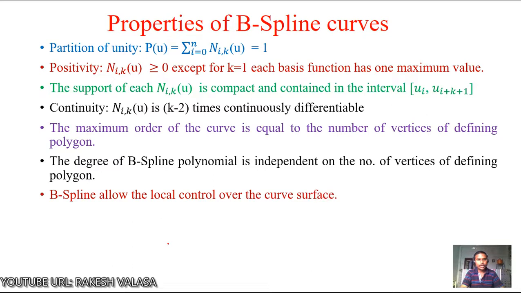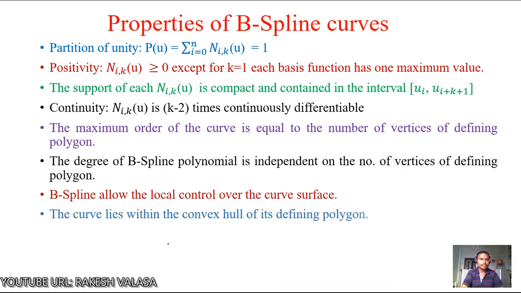B-spline allows local control over the curve surface. Already explained in the first slide. If you change any point in the control points, only that portion will be changed, not the complete shape. So that's why a b-spline curve has local control. B-spline allows local control over the curve surface.